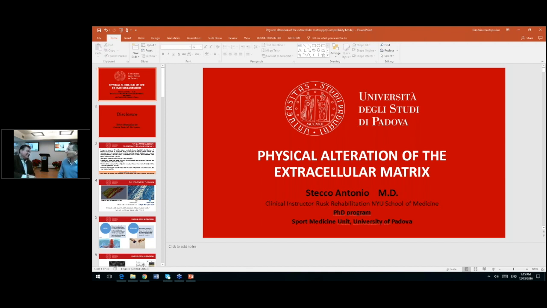Because the bioengineers have known about this for more than 15 years. So there was a lack of communication between bioengineer and clinician. What they found is that the typical substance that we can call extracellular matrix, or loose connective tissue, should have a normal viscosity.